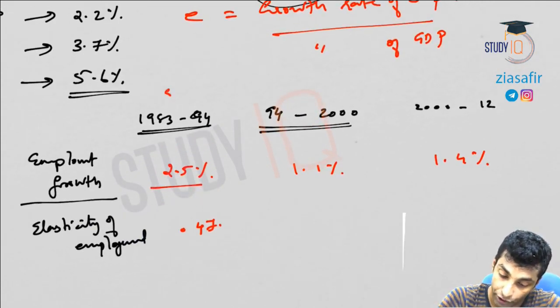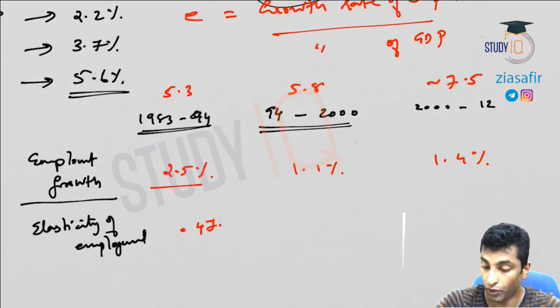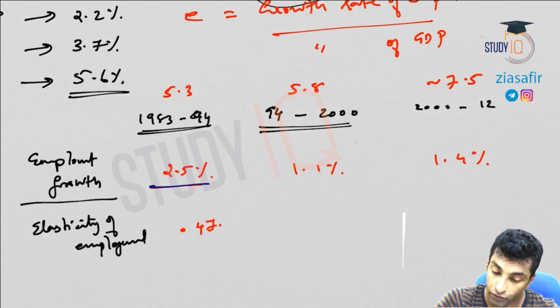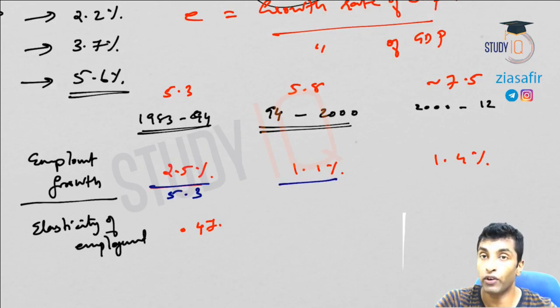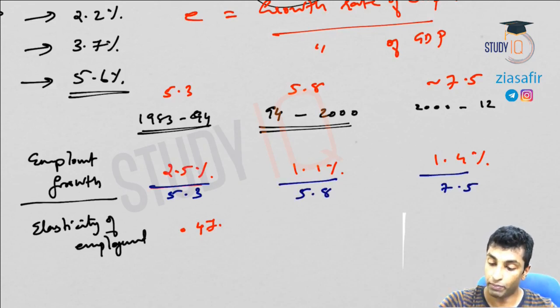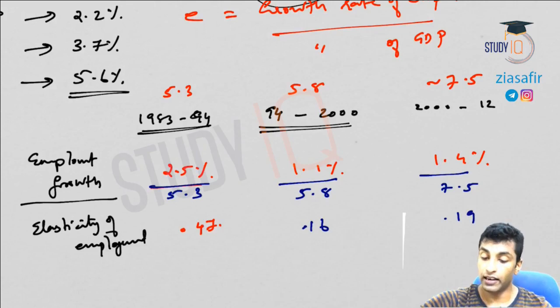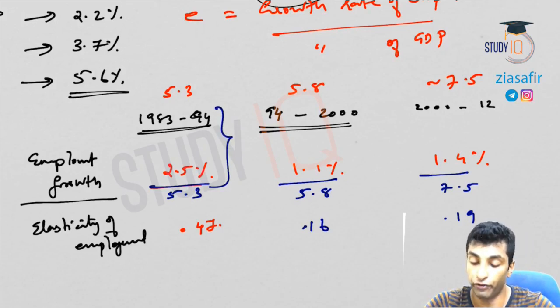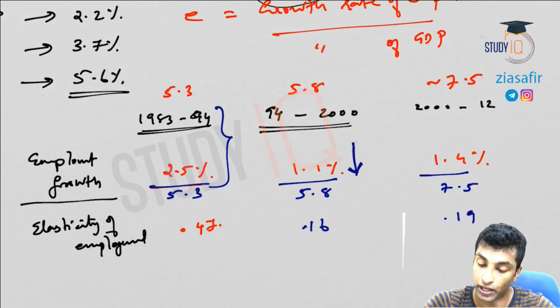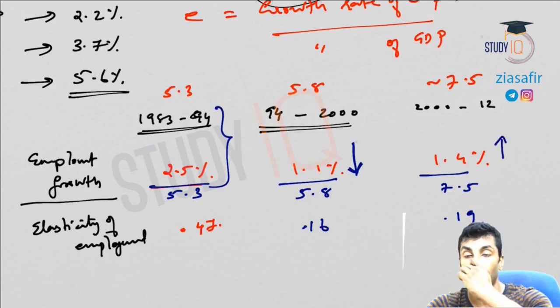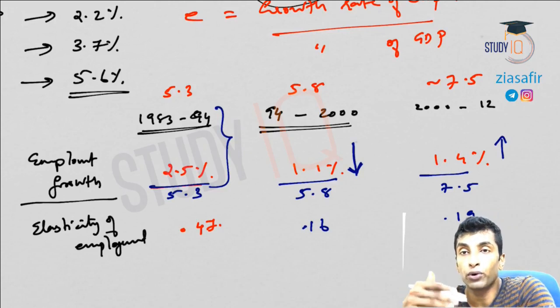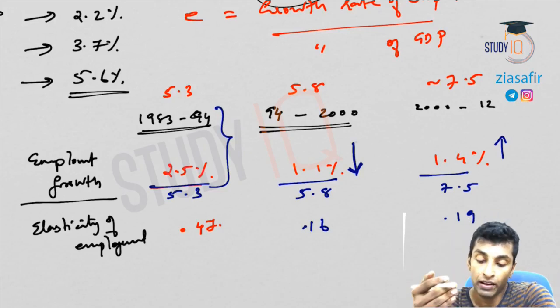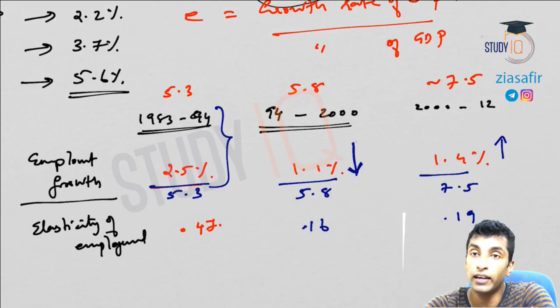So here it was 5.3, and then here it was 5.8, and here it is close to 7.5. So effectively you can divide 2.5 by 5.3, 1.1 by 5.8, and then by 7.5. So you can actually get elasticity: 0.47, 0.16, 0.19. See, otherwise also, if you look into employment growth, in the 83-94 period it is 2.5. It has actually declined, right? Here it has declined, and here there is a small increase you can see. So employment growth actually declined post reform. Immediately, not immediately, maybe in 1-2 years there was some employment growth, but then it decreased.